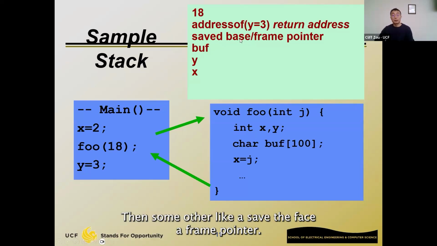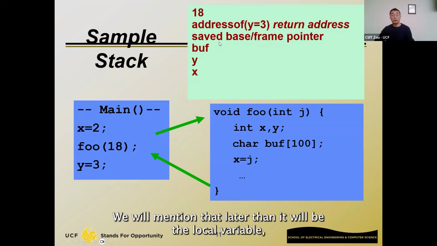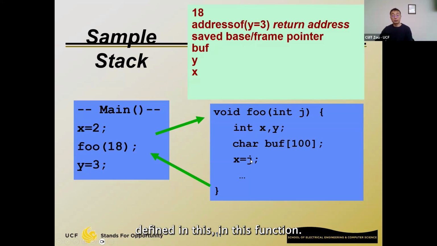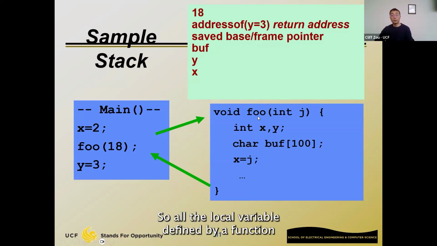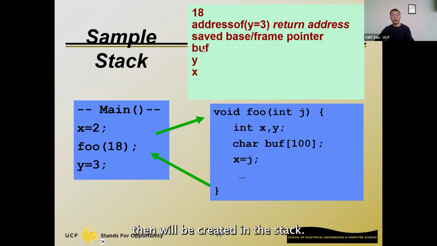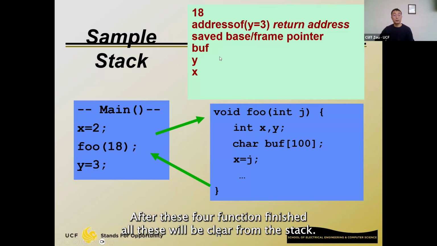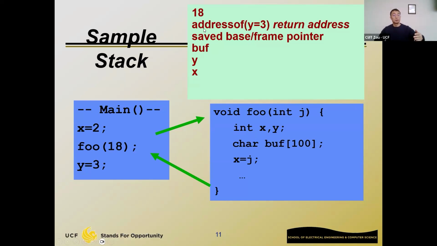Then some other things, like a saved base frame pointer, we will mention that later. Then it will be the local variables defined in this function. All the local variables defined by a function will be created in the stack. So that is how the stack is used. After the function finishes, all these will be cleaned up from the stack. So the stack can be used and reused by all the function calls.